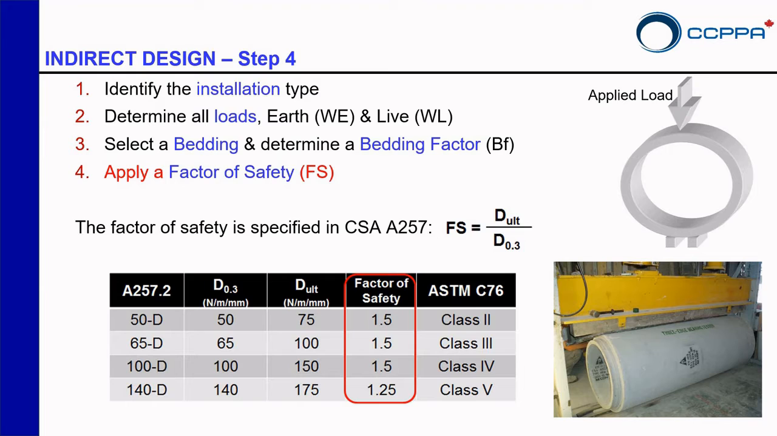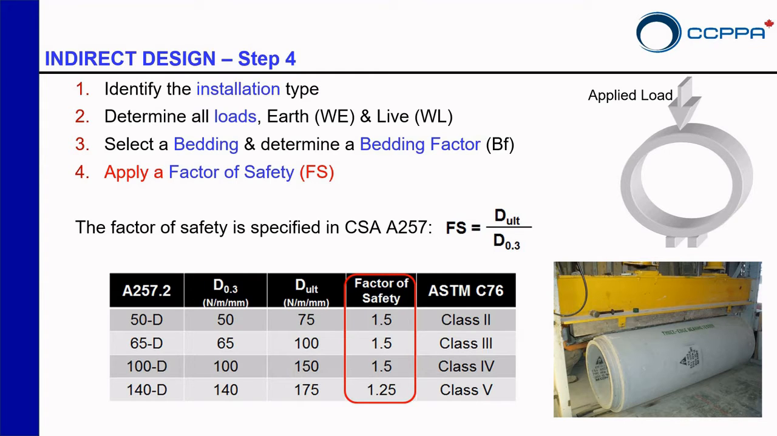So the 4th step is going to be your factor of safety. The factor of safety comes from the results of the 3-edge bearing test. So when a producer manufactures a reinforced concrete pipe as per ASTM or CSA standard, they need to meet the requirements of the standard as well as pass the 3-edge bearing test. If you have never been to a manufacturing plant, I recommend you watch our technical video called pipe testing. This video will show you how the 3-edge bearing test is performed. I'm just going to explain it here very briefly.